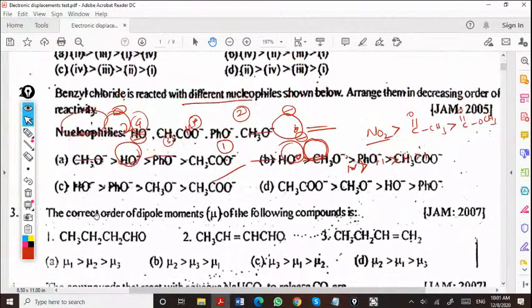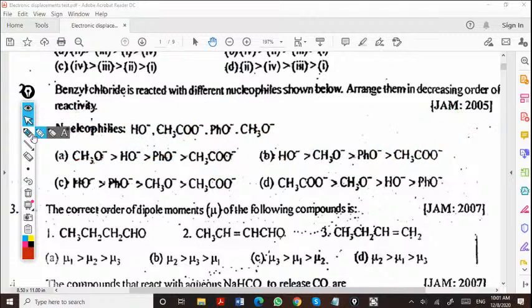Next, benzyl chloride. So it is benzyl chloride, this one. Benzyl chloride is reacted with the different nucleophiles shown below. Arrange them in the decreasing order of reactivity.